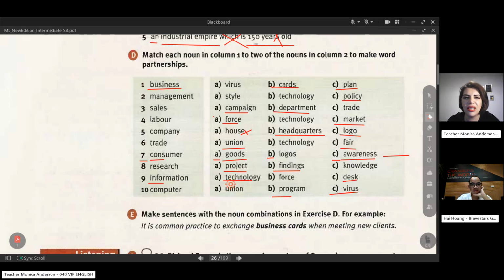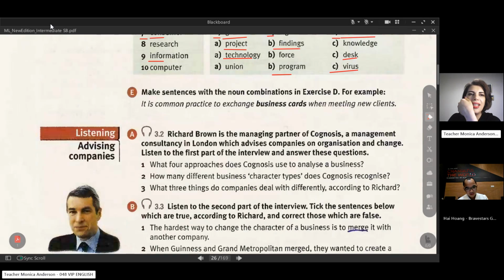Yeah, very easy. Labor, I know. Labor means workers, similar to employees. Yeah, of course, worker. Yeah, it's okay.